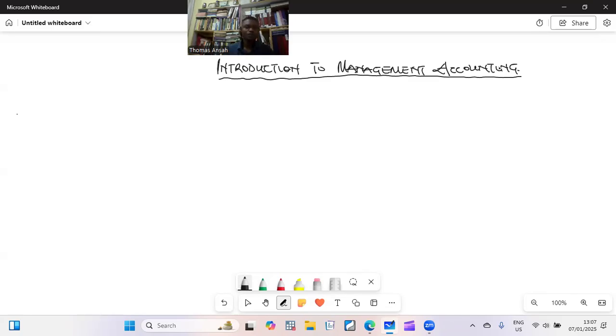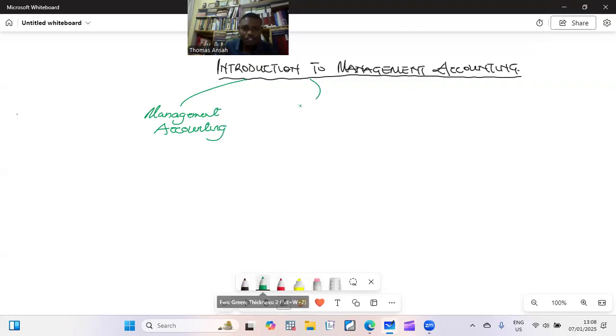Now, when we look at the introduction to management accounting, there are four areas that we are going to look at. We are going to look at what management accounting entails. So what is management accounting all about? Not only that, we are also going to talk about data and information.